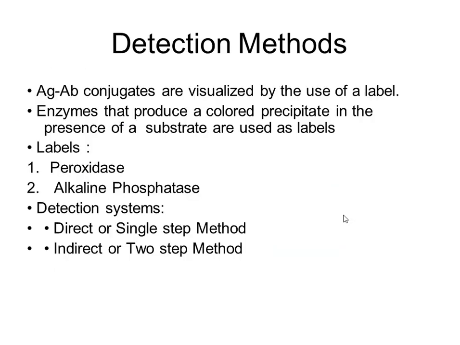Detection method. Antigen-antibody conjugates are visualized by the use of labels. Enzymes that produce a color precipitate in the presence of a substrate are used as labels. Labels can be peroxidase or alkaline phosphatase. The detection system can be a direct, single-step method, or an indirect, two-step method.